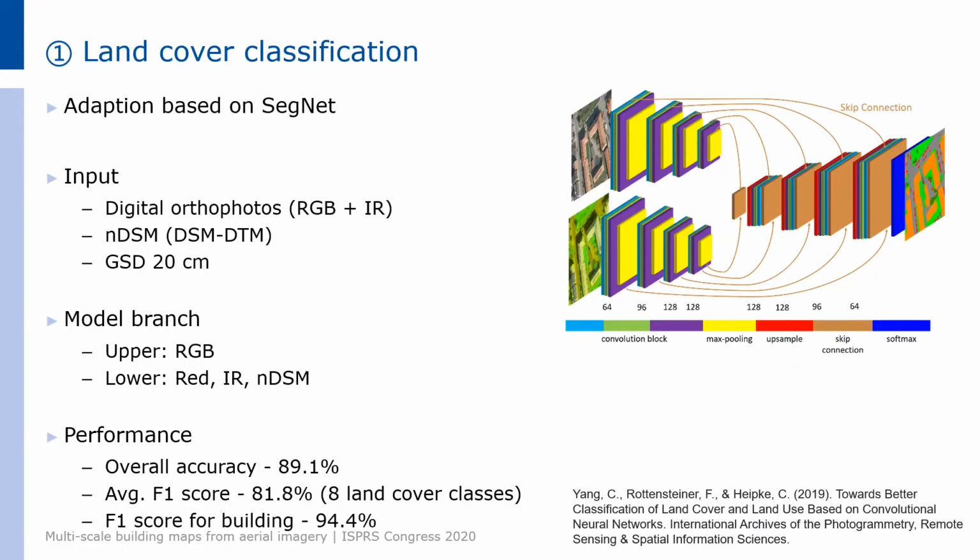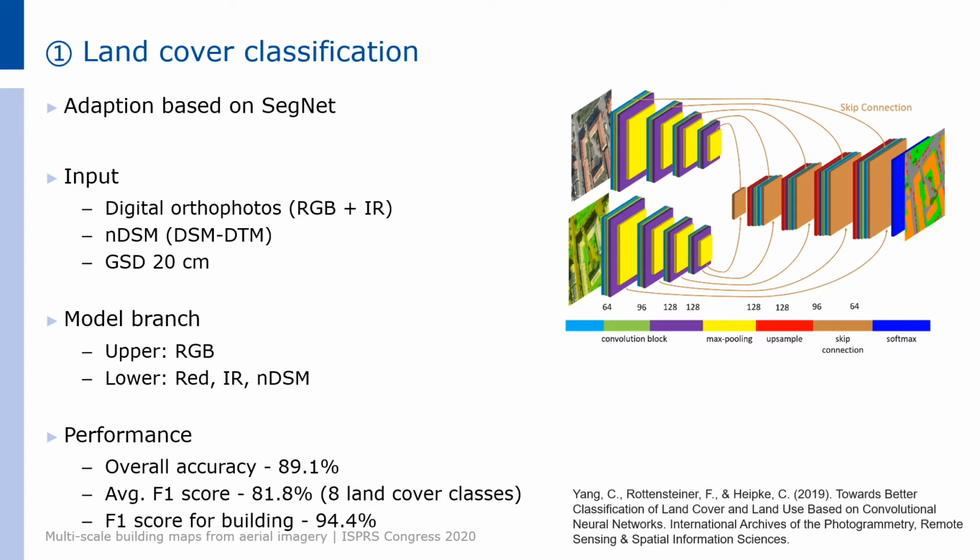The land cover model we have used is a network adapted from SIGNet. The input of this network is digital orthophotos, which include the RGB channels and the infrared channel, and also the normalized DSM, so the digital surface model subtracted by the digital terrain model. The ground sampling distance is 20 centimeters, and this model has 2 branches as input.